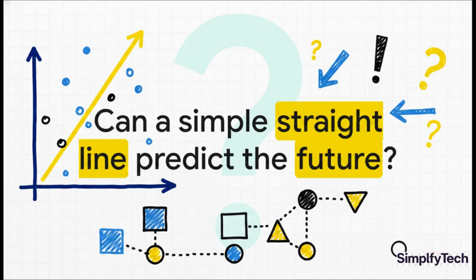A straight line predicting the future? But in the world of data, the answer is a definite yes. The key isn't just any line. It's finding the one single right line. Let's see how it's done.